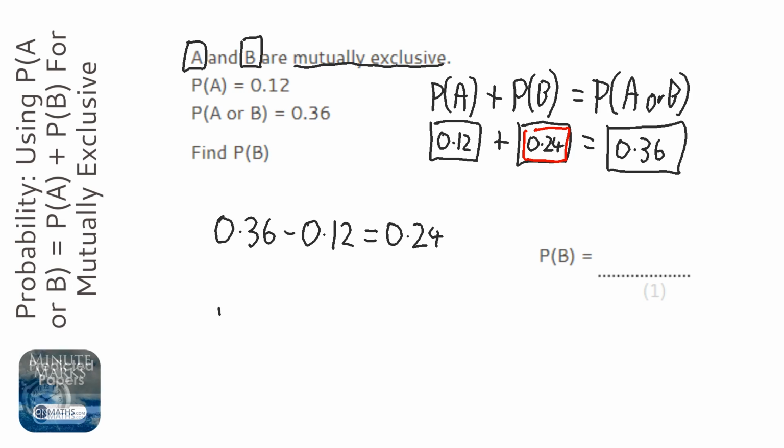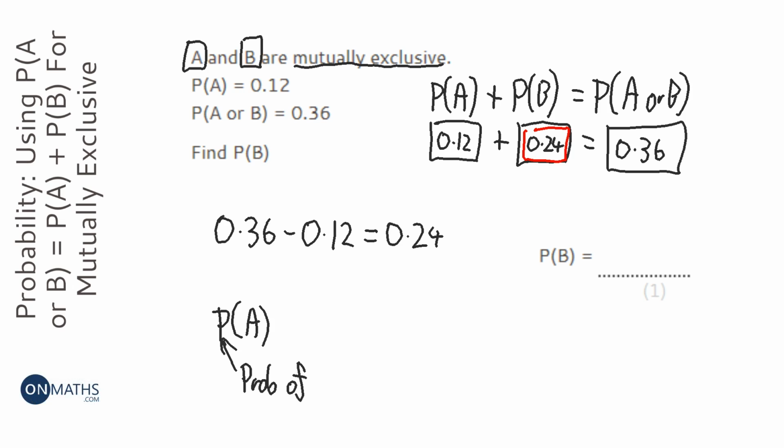Now the notation P brackets A just means the probability of, that's all the P brackets means. So our answer is 0.24.